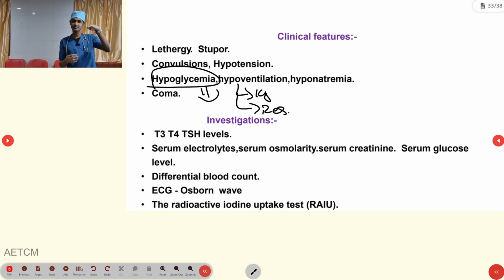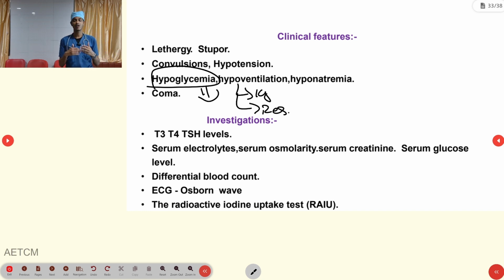There will be excess solvent level, so solute level will go low, so that leads to the hyponatremia. And then investigation wise, you have to remember that negative feedback mechanism. So in hypothyroidism, there will be increased TSH level, and a suppressed or reduced T3, T4 level. So electrolytes also you can check, osmolarity, creatinine, glucose level, and then differential blood count.